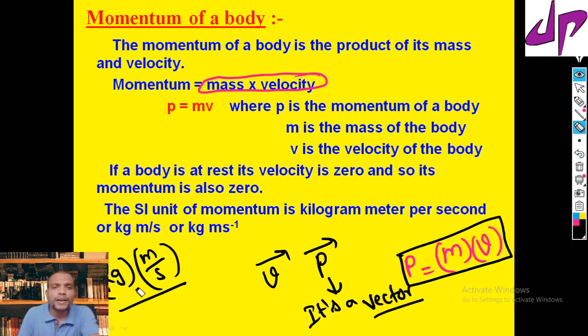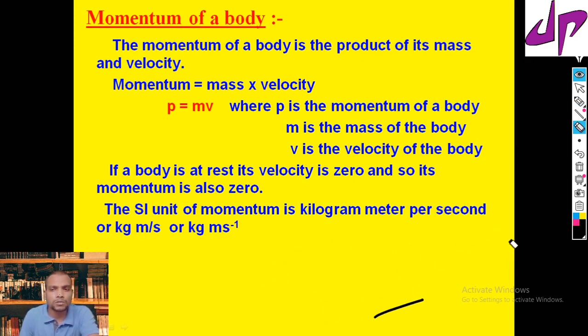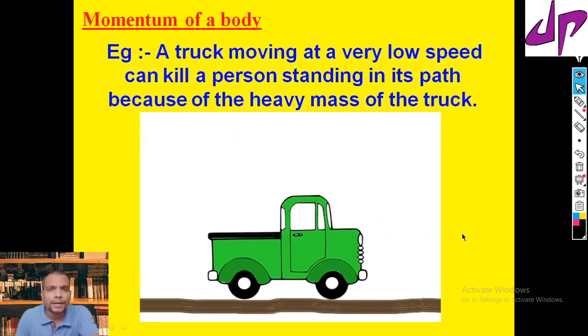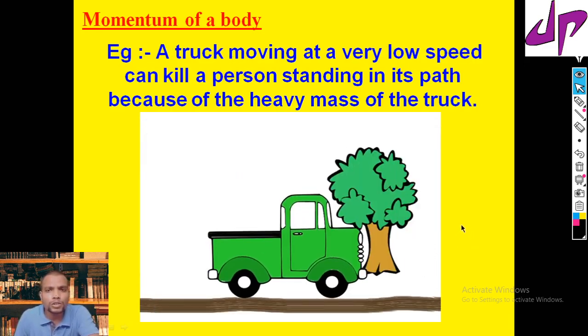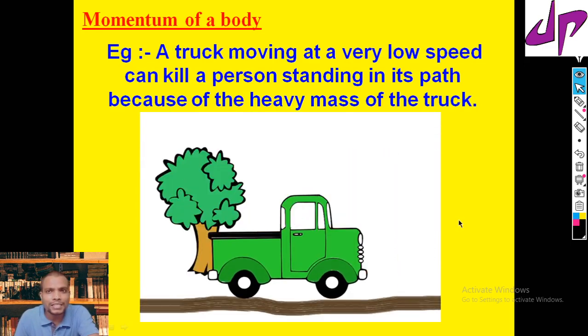So momentum we define as the product of mass times velocity. If the object is not moving, so if the velocity is zero, then the object's momentum is zero. We already see the effects of momentum. Suppose a truck moving at very low speed can kill a person standing in its path.